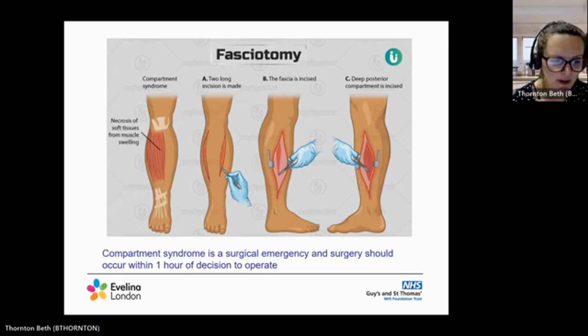Compartment syndrome is a surgical emergency. I don't know if you've heard the phrase life or limb threatening. It's certainly a limb threatening emergency. So surgery should occur within 1 hour of a decision to operate. So all trusts run a priority list. So they should be ready to go and on the table within 1 hour of that decision to operate.